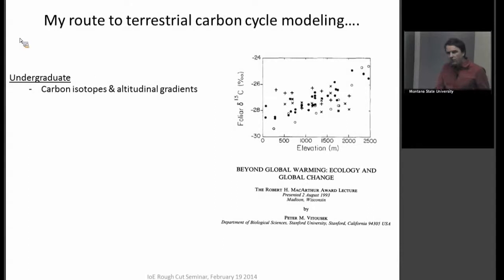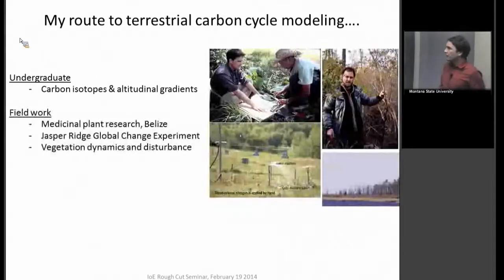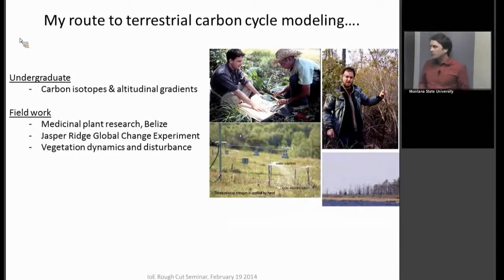And then I spent quite a bit of time doing field work on biodiversity in the tropics, and also working on some experiments at Stanford at the Jasper Ridge Global Change Experiment, where they were applying heat, water, CO2, and nitrogen treatments to a grassland there. There's a picture of Ashley Ballantyne. He and I did some work on tree rings in coastal North Carolina to look at forest dieback in this region as it's related to sea level rise and fire disturbance.